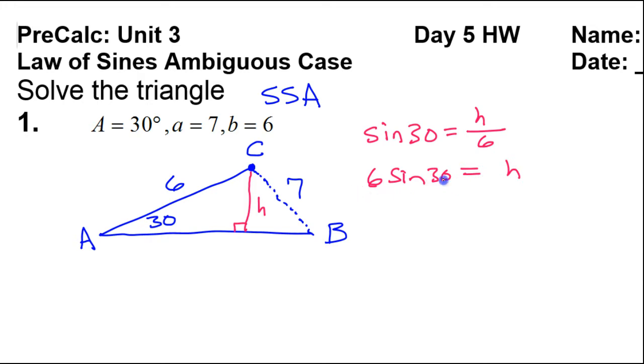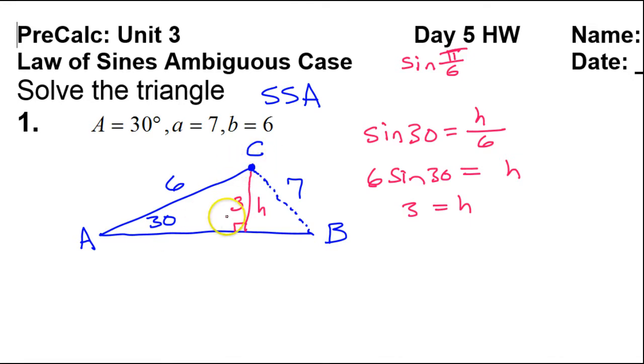Now normally I would put this in my calculator, but sine of 30, just like the sine of pi over 6, is one of those values that we should have memorized. The sine of 30 degrees is 1/2. So this is 6 times 1/2, which is going to be 3. So the height is 3. But if you forgot that, you could have put this in your calculator as well. Anyway, the height is 3.